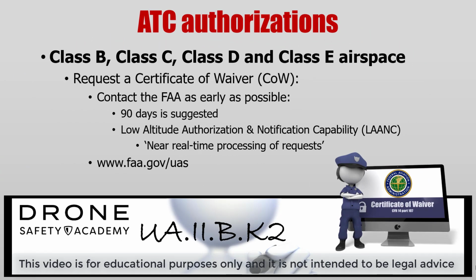As you already know, prior authorization is required for Class B, C, and D airspace and within the lateral boundaries of an airport with Class E airspace. So let's say you're a home inspector inspecting the roof of a house that's within 5 miles of an airport. You're going to want to file a certificate of waiver, so just hop onto the FAA website. File your certificate of waiver with the FAA as early as possible.